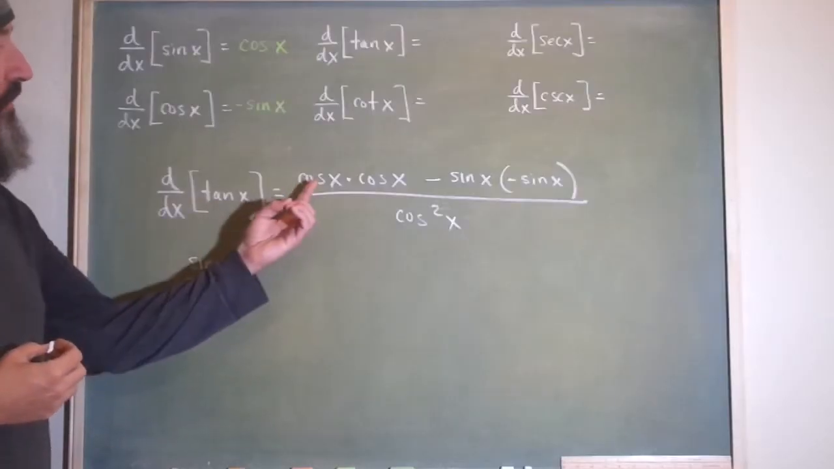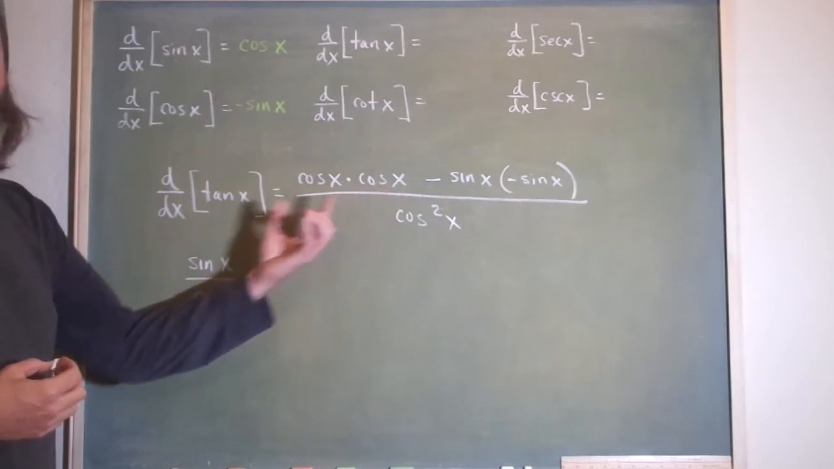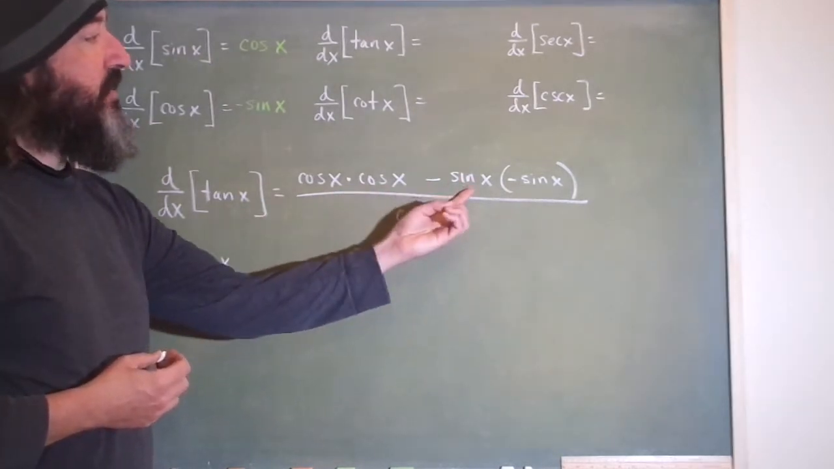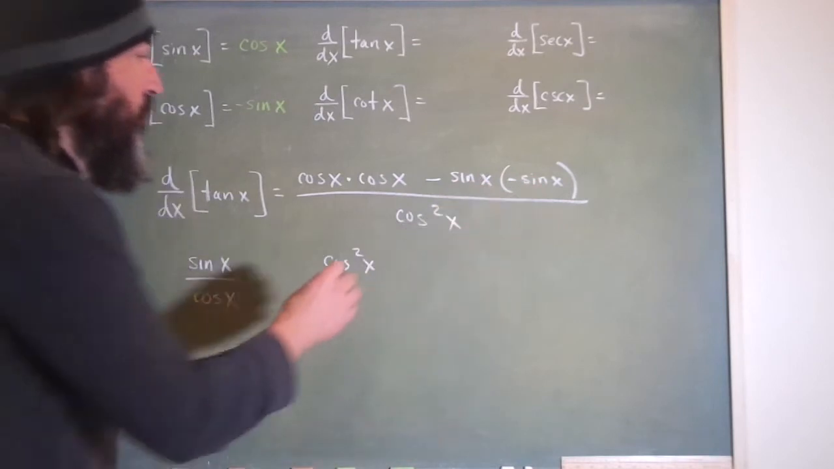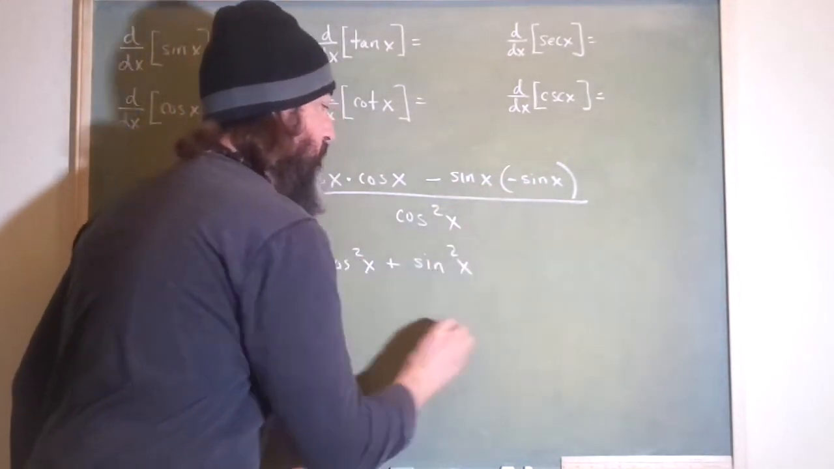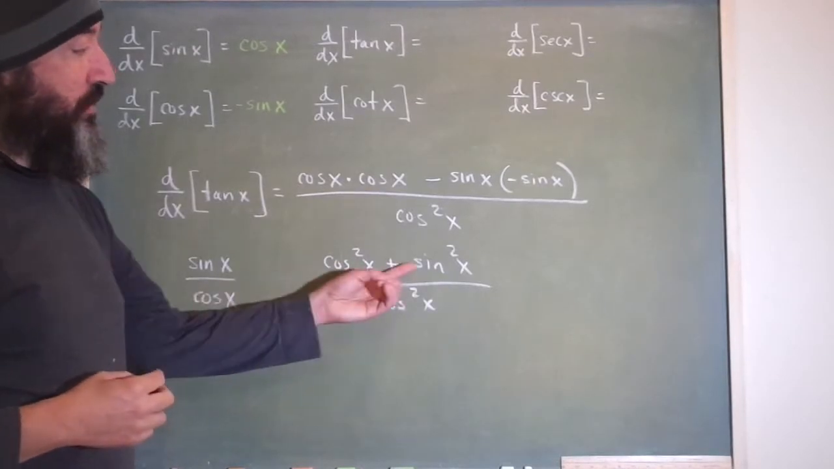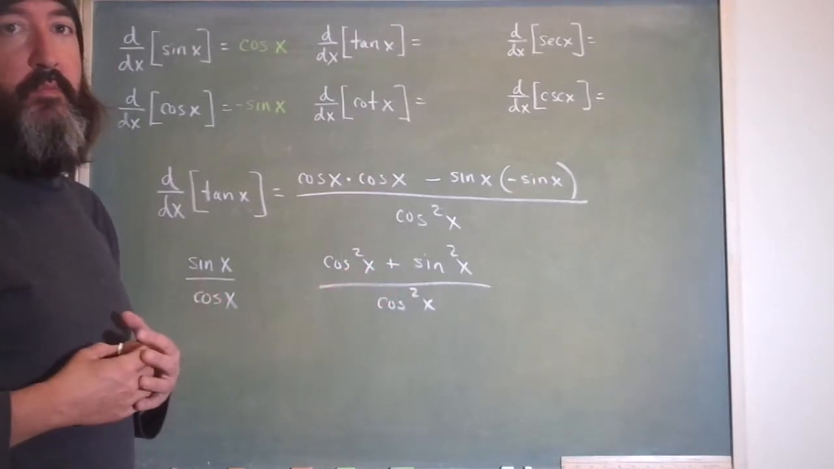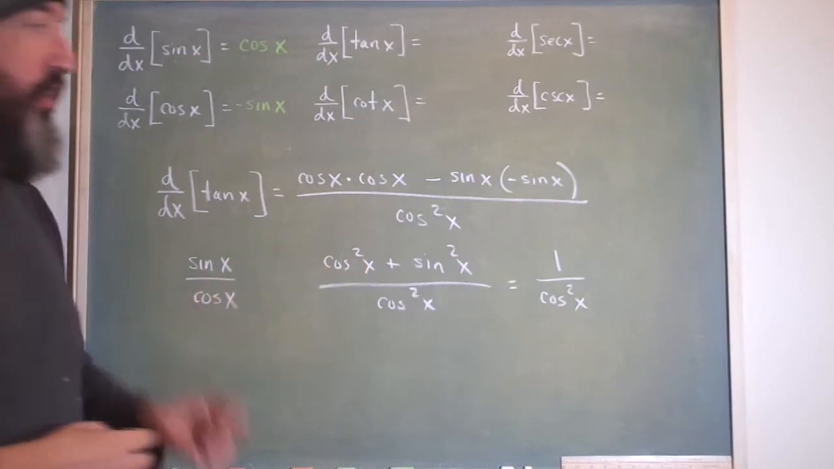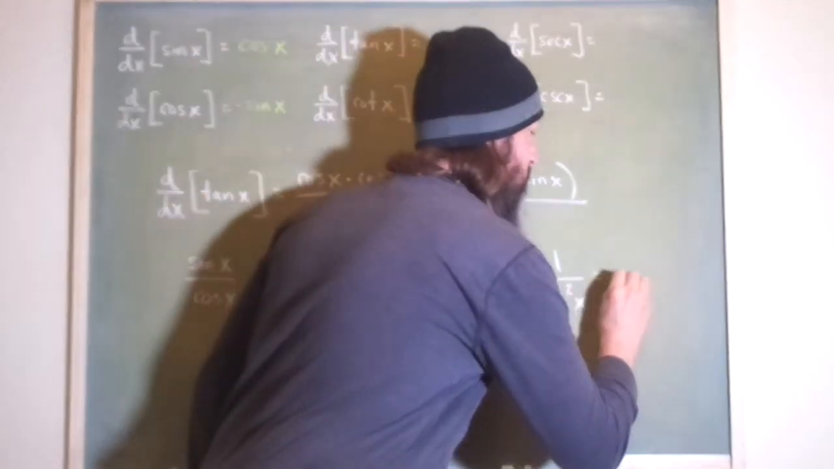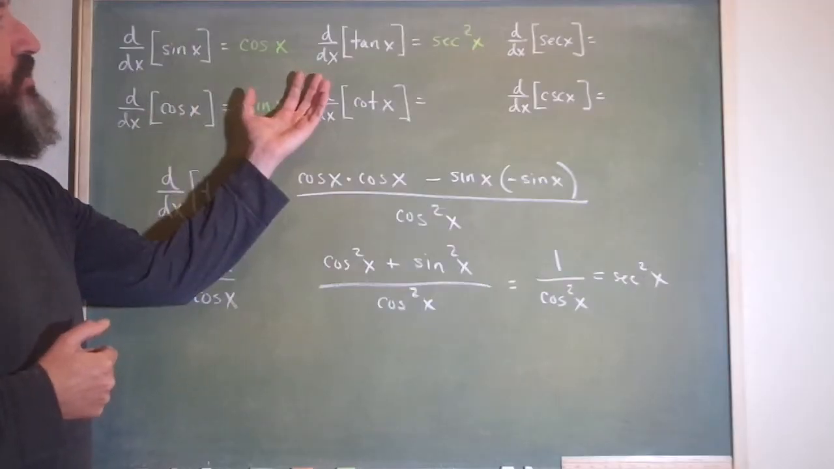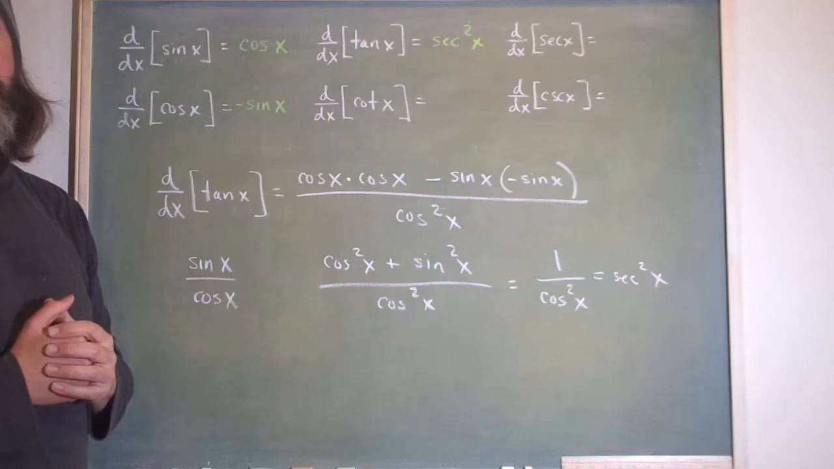Notice in the top, I have cosine of x times cosine of x. That's cosine squared x. And then I'm subtracting sine of x times negative sine of x. Well, that's like adding sine squared of x. I know cosine squared of x plus sine squared of x equals 1. I get a result of 1 over cosine squared of x, which I know is secant squared of x. So the derivative of tangent x is secant squared x.